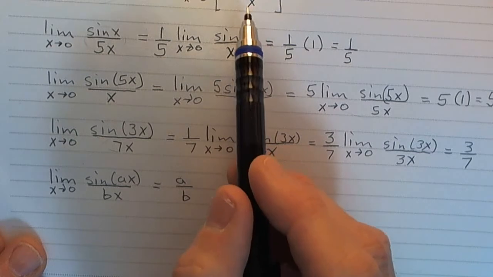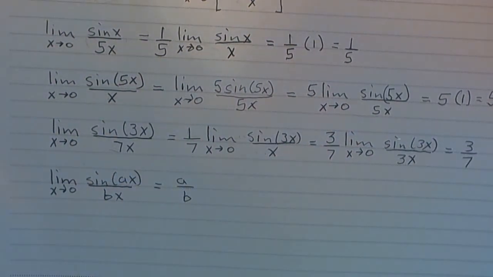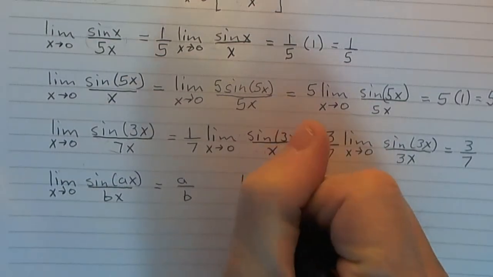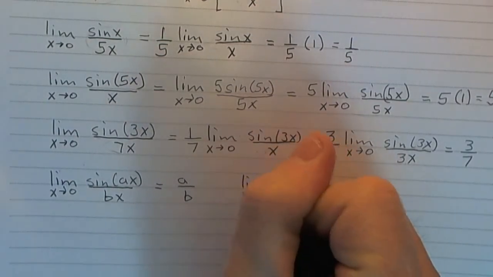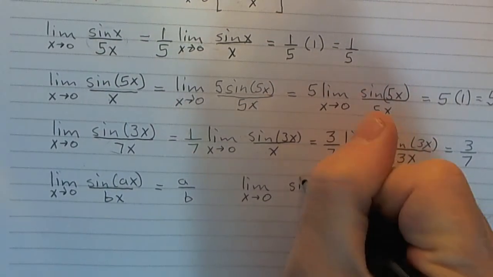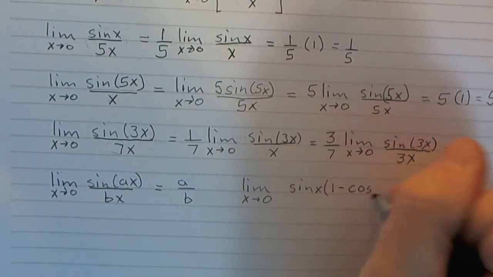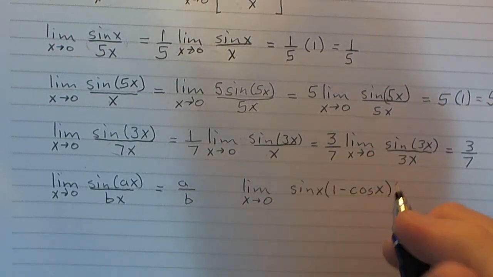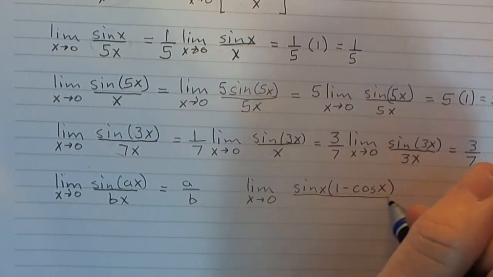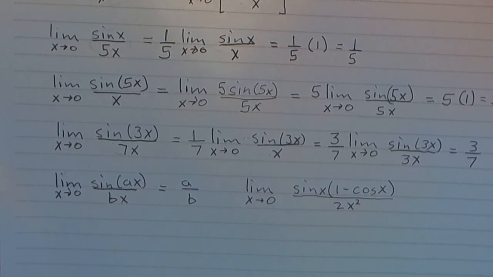Well, there's also this limit up here. So let's think about some limits that involve the 1 minus cosine. So let's suppose that we've got one like this. Let's suppose that we've got the limit as x goes to 0 of, let's say, sine x, and then maybe 1 minus cosine x, all over 2x squared. Like that. Let's suppose we've got one like that.